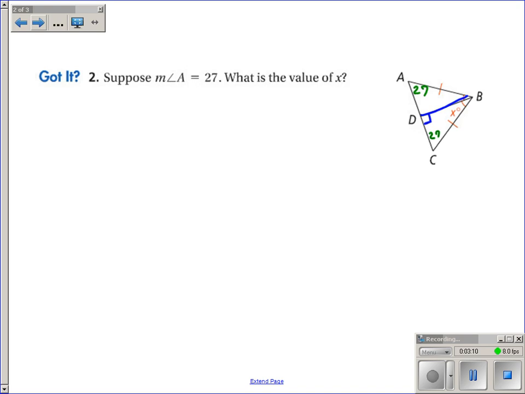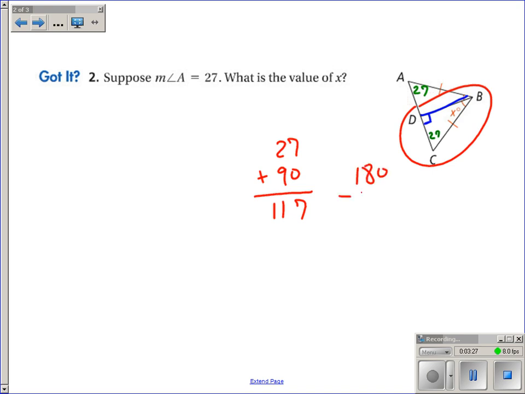Okay, now by the triangle angle sum theorem, we know that these angles must add up to be 180. So 27 plus 90 would be equal to 117. And then that plus x would have to be 180. So 180 minus 117 is 63. So x must be 63 degrees.